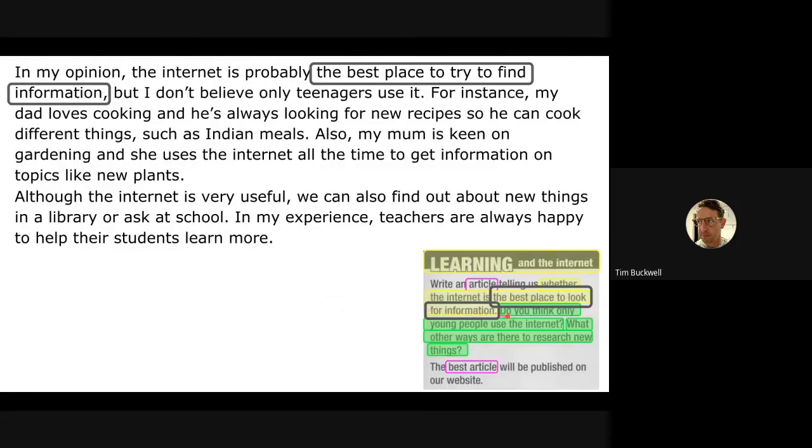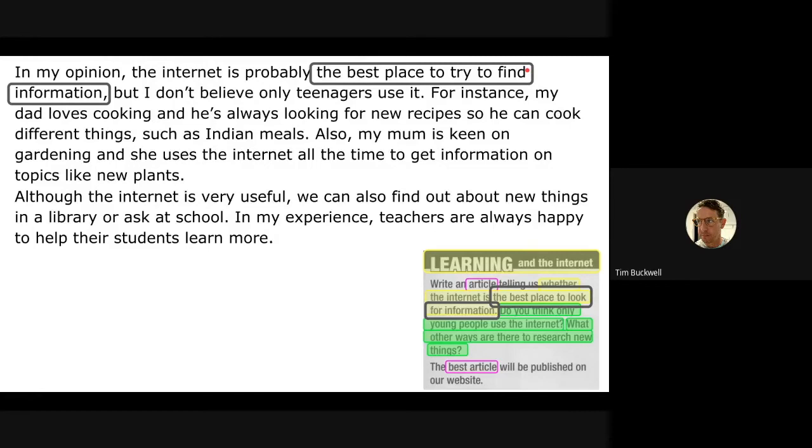In the question, it says, the best place to look for information. And in this person's answer, he said, the best place to try to find information. And so he's trying to use his own words. Yes, he uses the words, the best place, but he's tried to use his own words. Instead of saying to look for information, he said to try to find information.